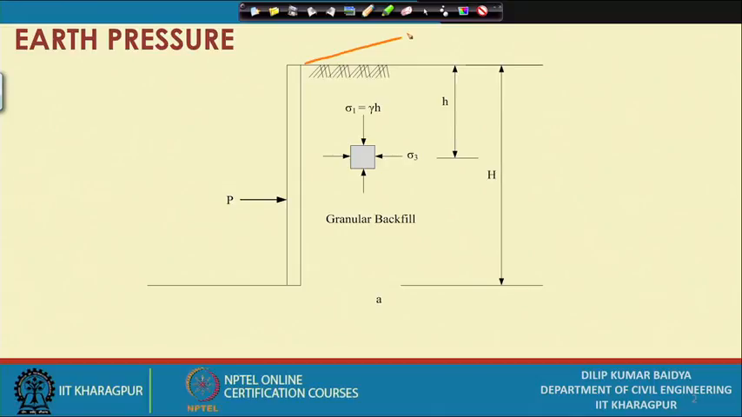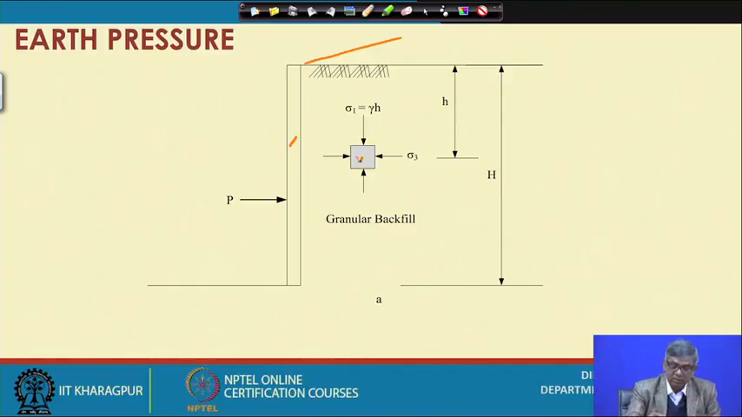Right now, suppose this is the backfill and this is the wall. At any point here we have sigma 1 equal to gamma times h, where the depth is h, and the lateral stress will be sigma 3, which we do not know. Now, if the wall moves in this direction, sigma 3 will slowly reduce and finally reach a minimum value, that is the active stress. At that time sigma 3 will be the minor principal stress.